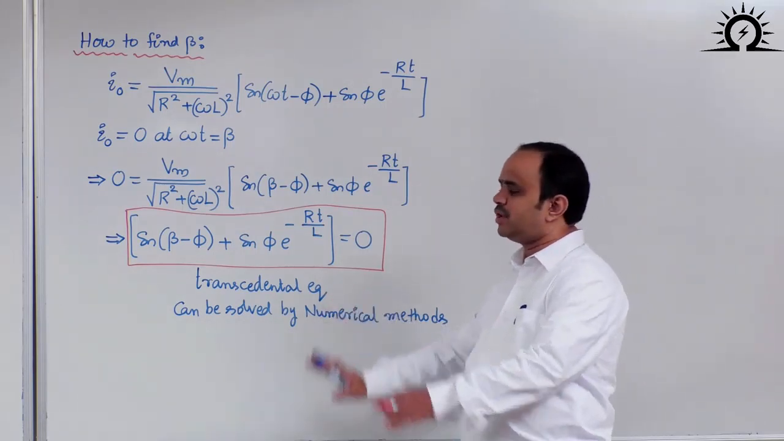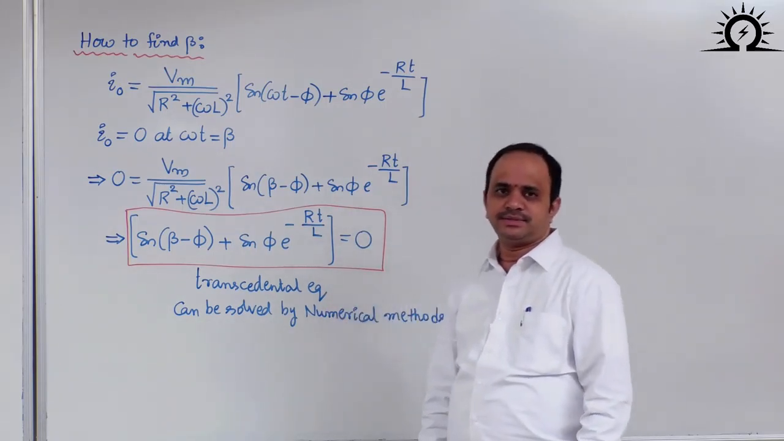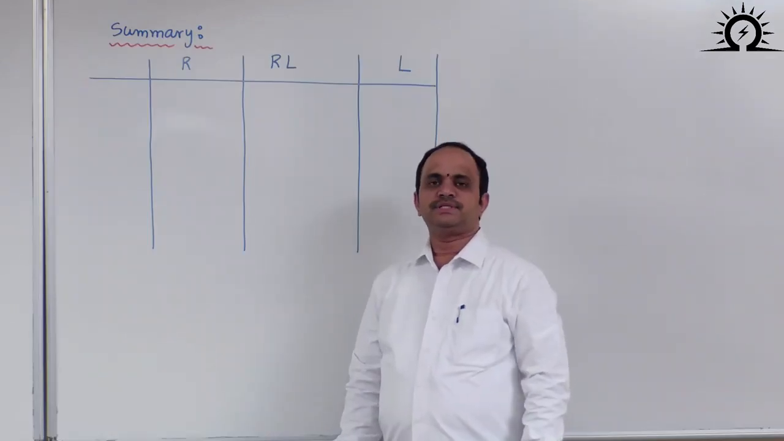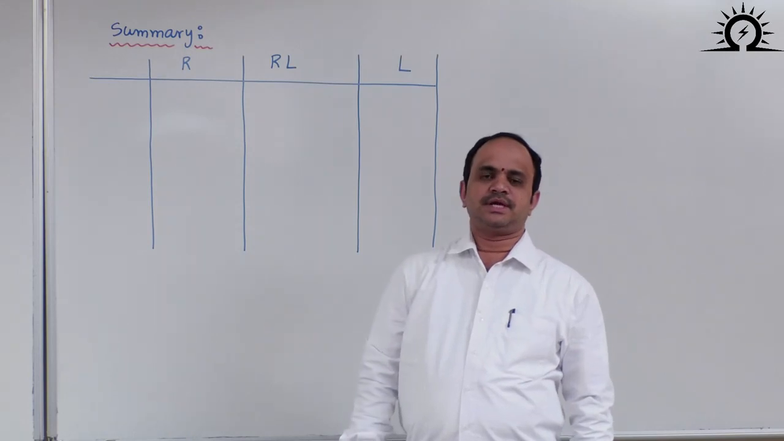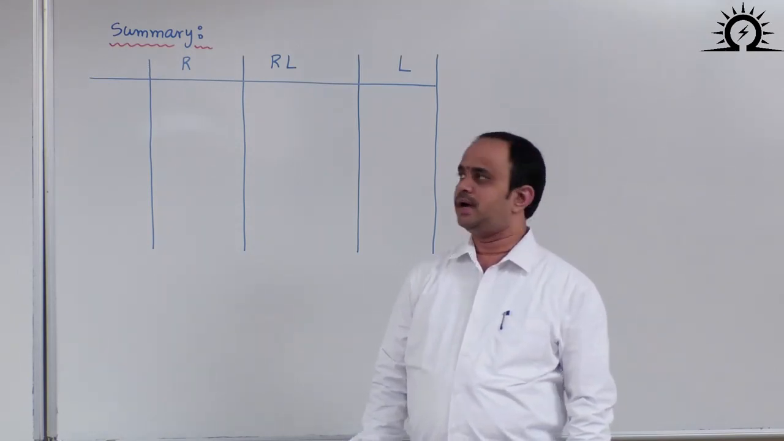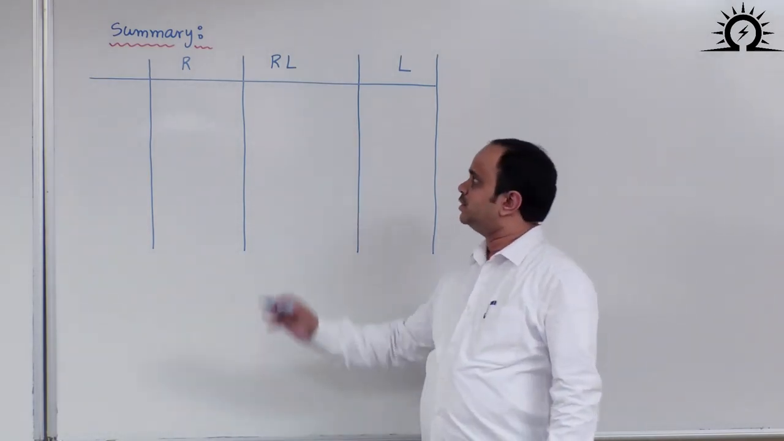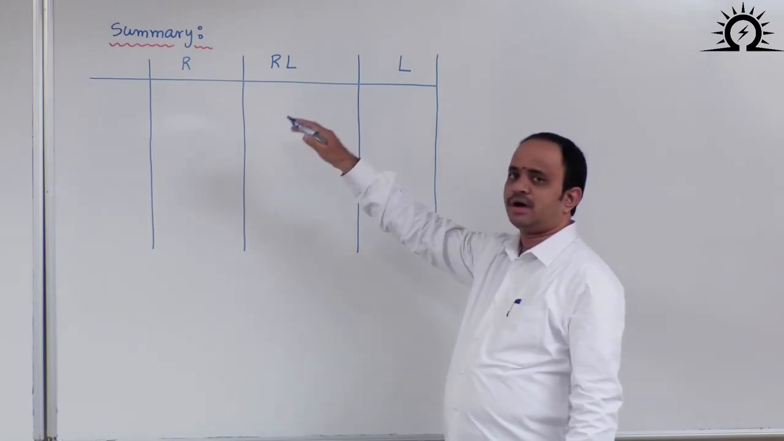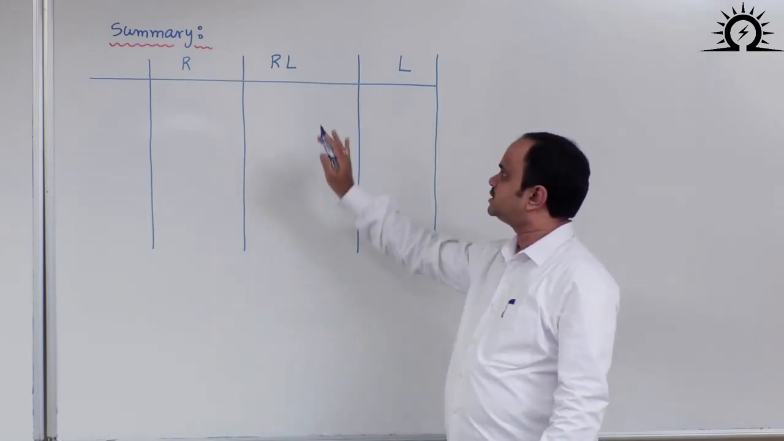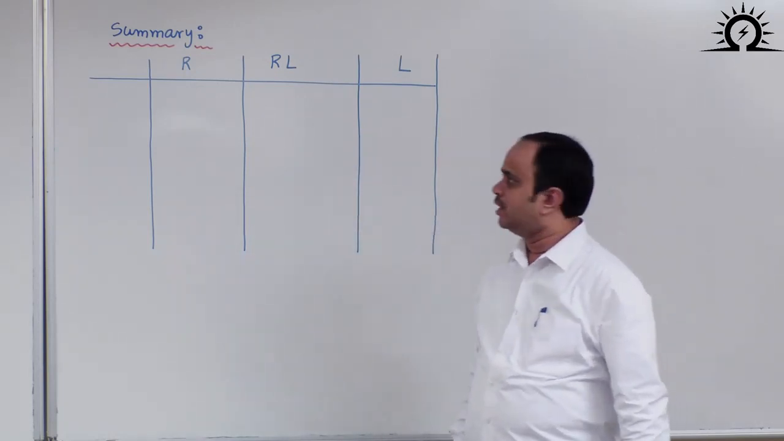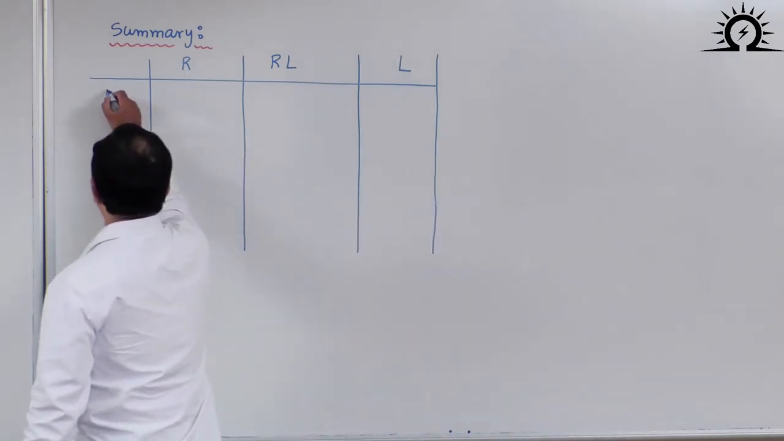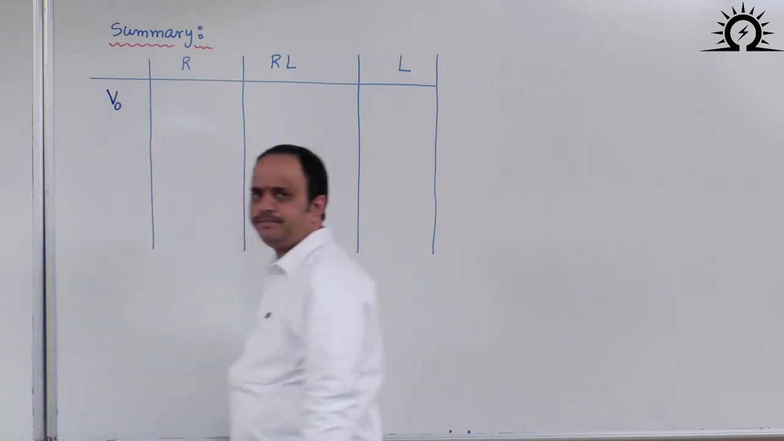So this is the RL load analysis. Till now we discussed three cases: one is resistive load, second one is RL load, and pure inductive load. Of course, we discussed them in a different order, R, L and RL load, but let us summarize all of these results in this order. What are the important points for the summary?